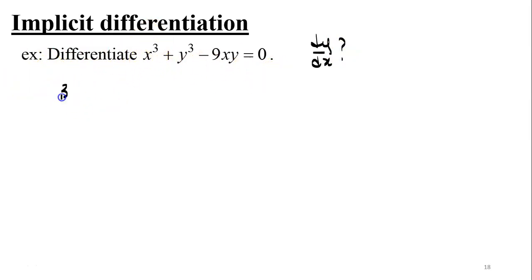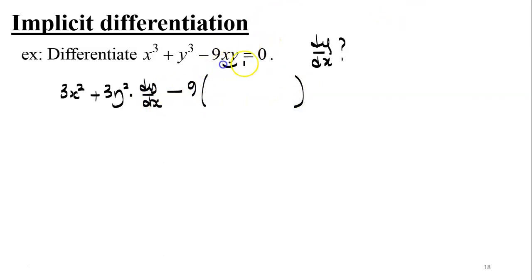x cubed has a derivative of 3x squared. y cubed has a derivative of 3y squared. However, using the chain rule, since y is an expression of x, I have to multiply by y prime, where y prime is in fact dy over dx, minus 9 times.